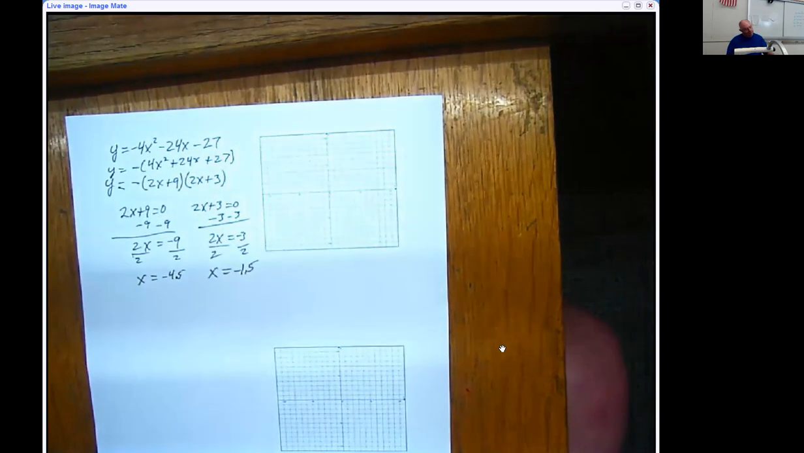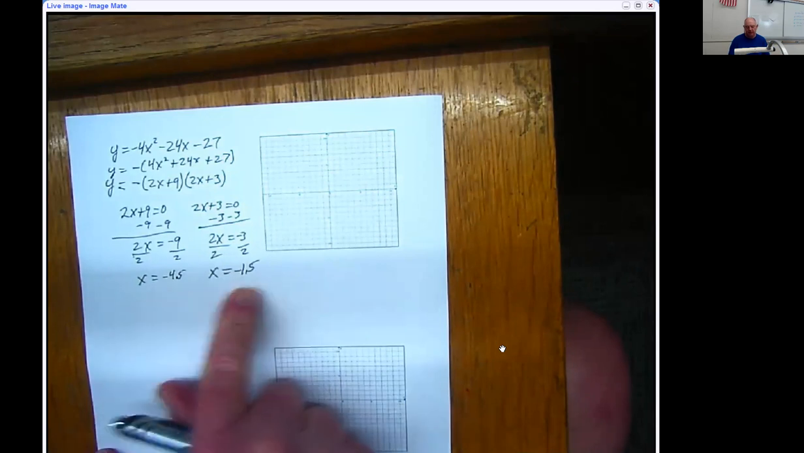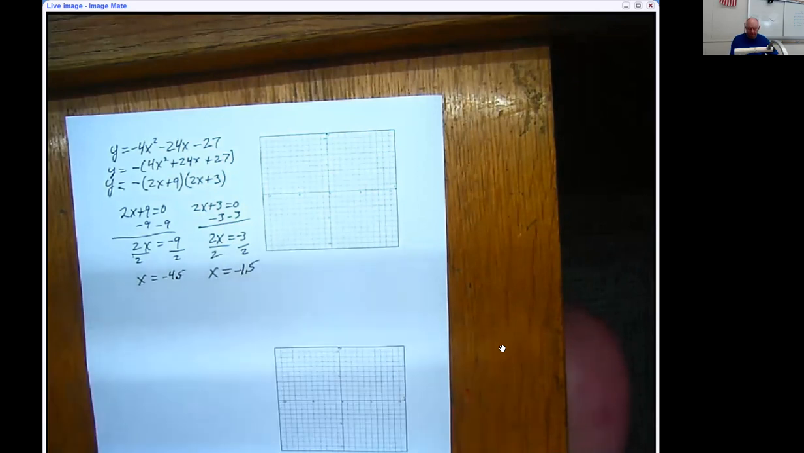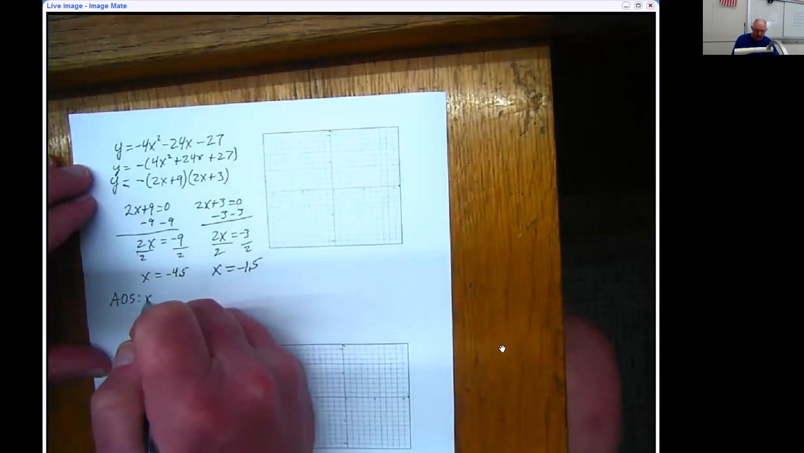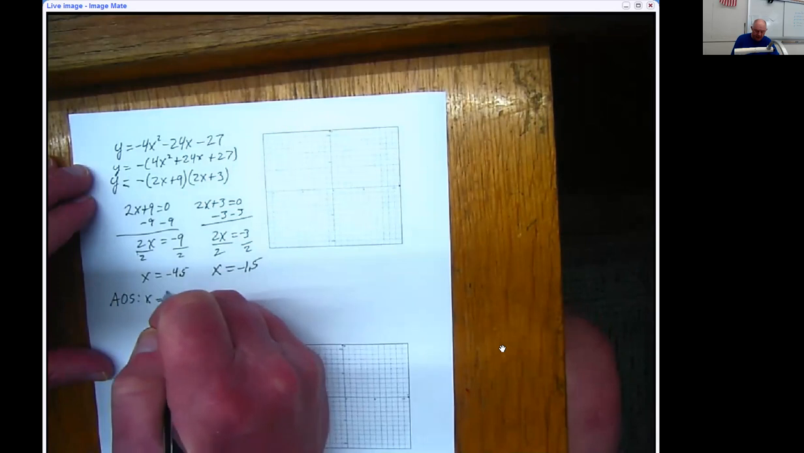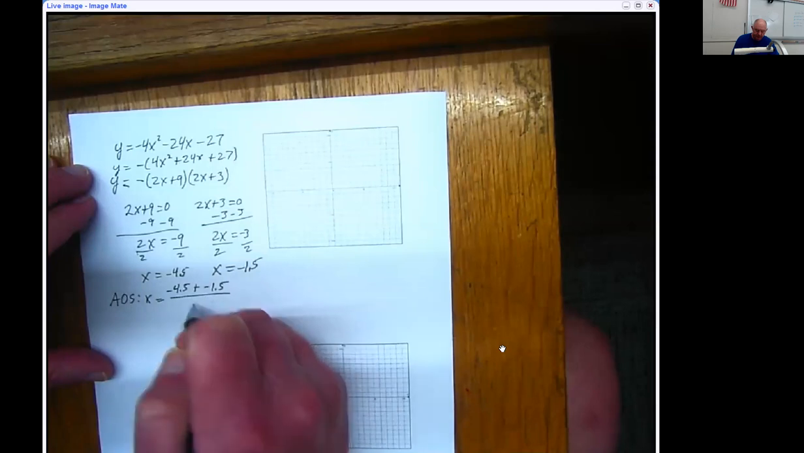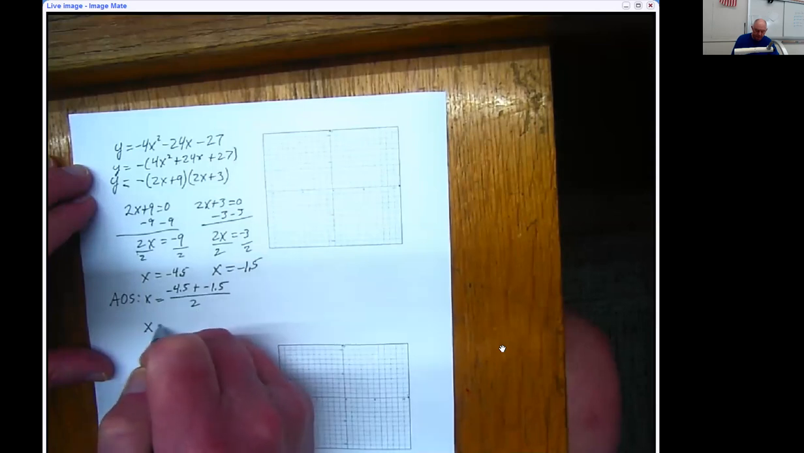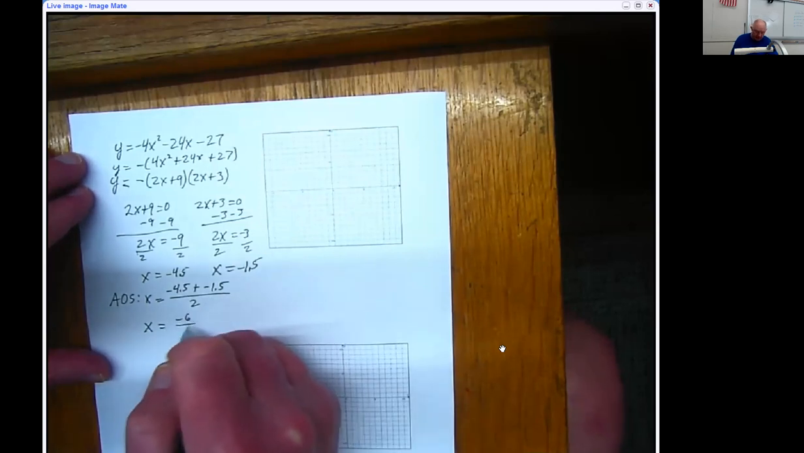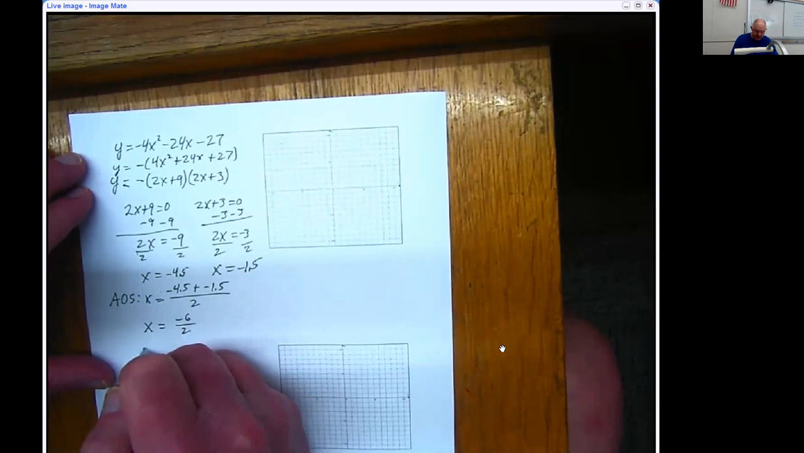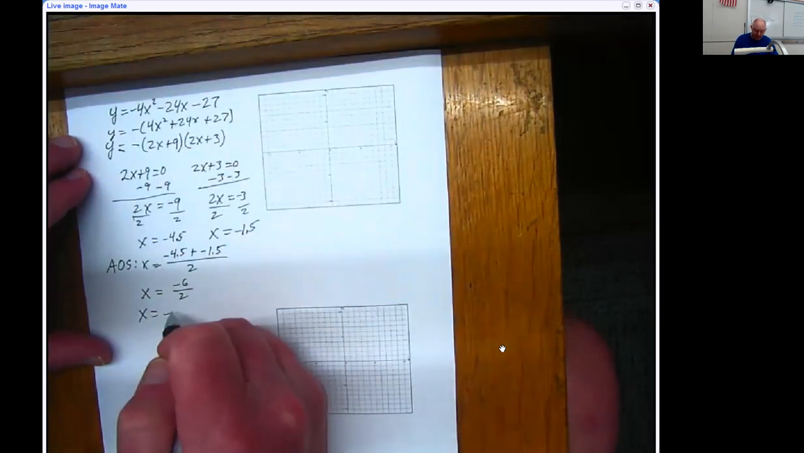Now, may not look too nice, but actually it's pretty easy, because if you look at this, I've got a couple of negatives with 0.5. So when I go for the axis of symmetry, I'm going to land on a nice value. I have -4.5 plus -1.5 divided by 2. So looks like I've got -6 over 2. So my axis of symmetry is going to be at -3.